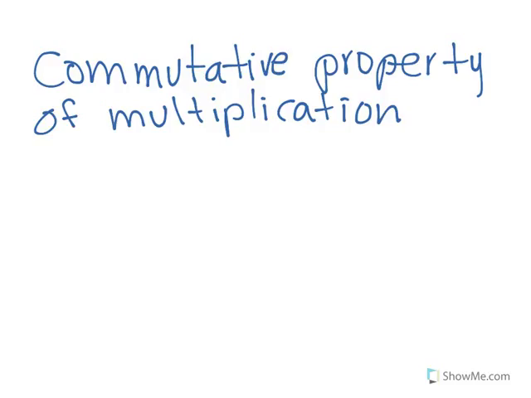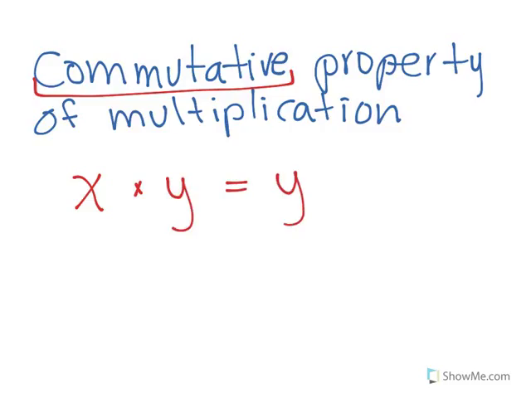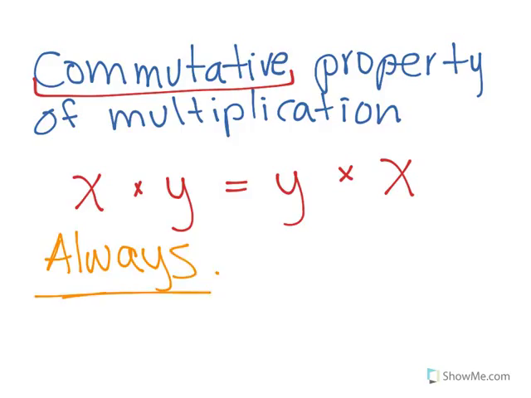So commutative property means that you can just flip the values. So for example, if we have x times y is equal to y times x, and this is always true, always. It doesn't matter what values x or y have. So for instance, let's imagine that x is equal to 1/2 and y is equal to 2.